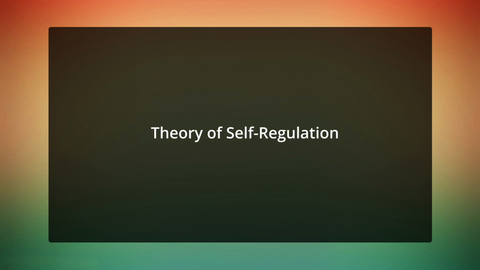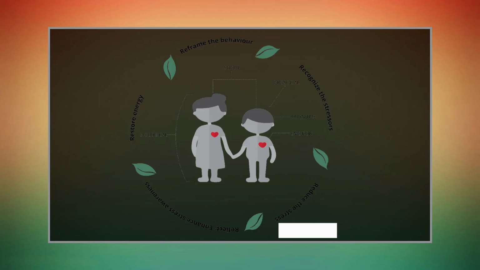Now we'll talk about the theory of self-regulation. It embodies the idea that individuals can control their own behavior change journeys provided they have the tools and knowledge to do so. It aims to produce lasting benefits for certain circumstances and contexts. It primarily concentrates on preventing undesirable behaviors.